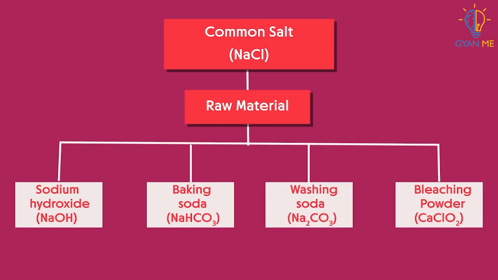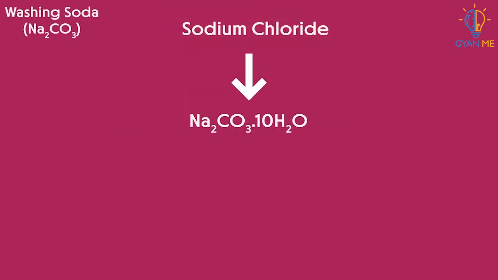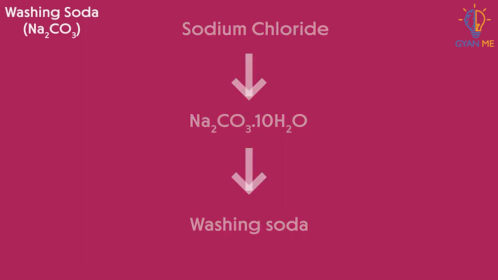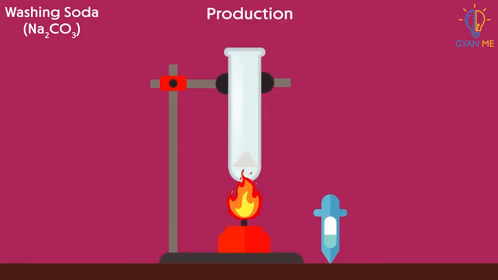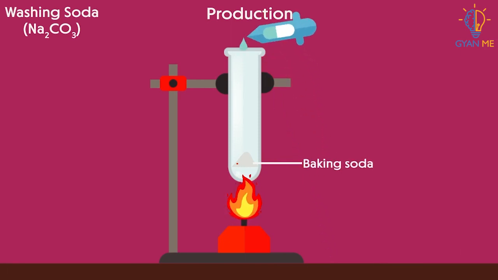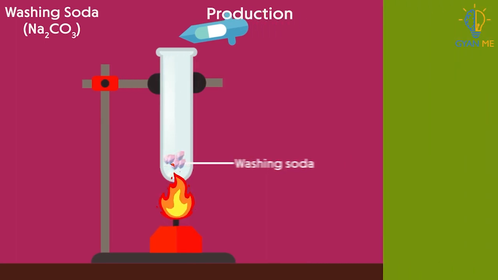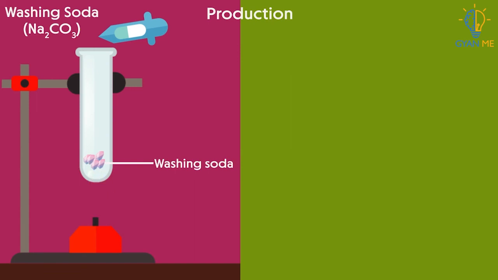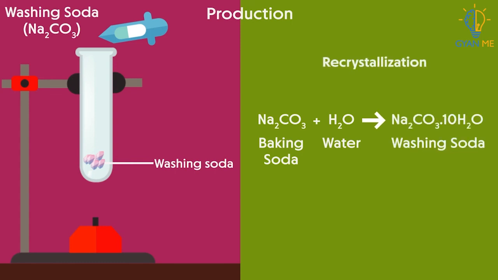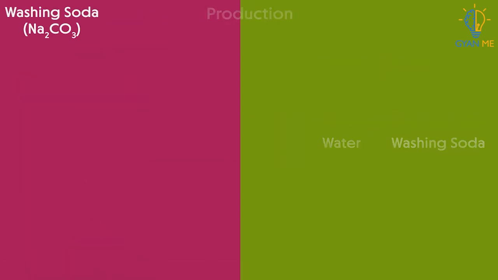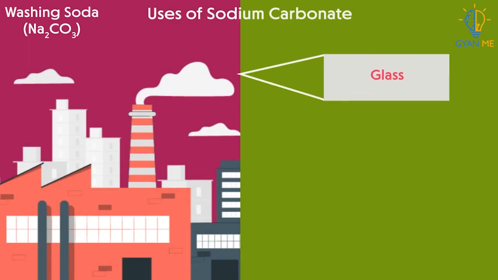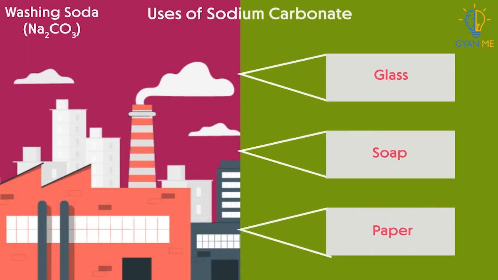Students, another chemical that can be obtained from sodium chloride is Na2CO3.10H2O, that is washing soda. We also know that sodium carbonate can be obtained by heating baking soda. Recrystallization of sodium carbonate, or we can say that adding water to it, converts it back to washing soda. The chemical reaction involved in this process is Na2CO3 plus H2O gives Na2CO3.10H2O. Some uses of sodium carbonate are in glass, soap, and paper industries.